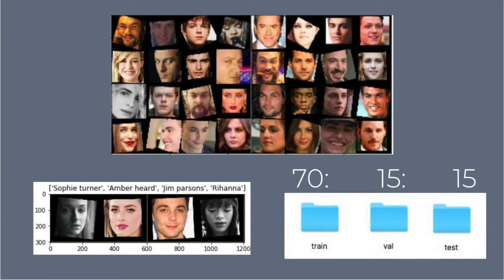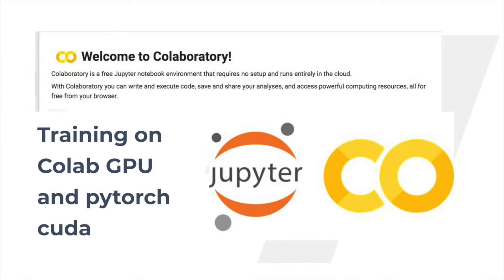The train, test, validation ratio is 70 to 15 to 15. So from 100 data points, we have 70 training, 15 validation, and 15 test examples. We did most of our training on Google Colab, which is a free cloud service and supports free GPU. Using Google Colab has significantly sped up our training process.